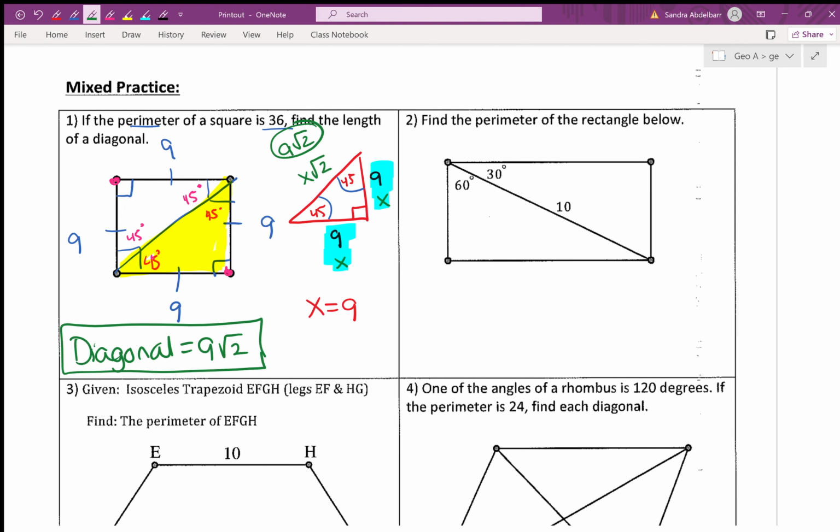All right, number 2, it says find the perimeter of the rectangle. What do we need to remember in a rectangle? Not all sides are congruent, opposite sides are congruent. So how am I going to find the length of these opposite sides? I'm going to choose one of these triangles. Does it matter which triangle I choose? No. Oh, also, all angles are right angles in a rectangle. I'll choose this bottom one. We can redraw it if you like.